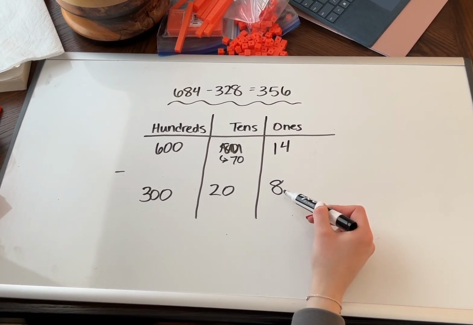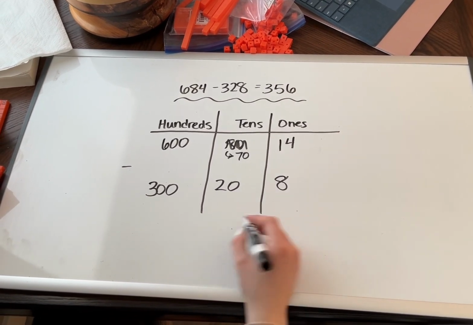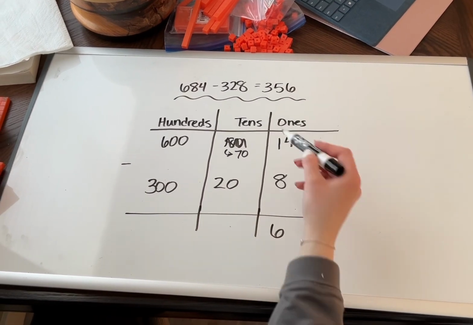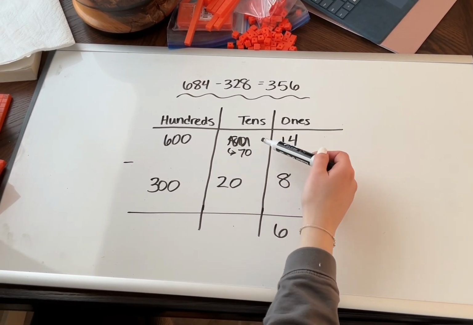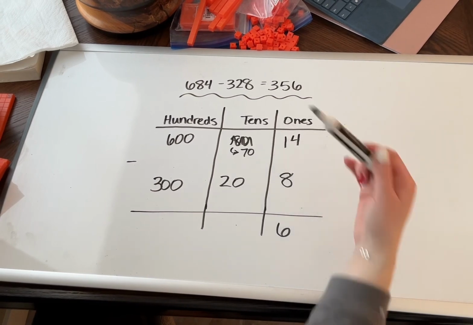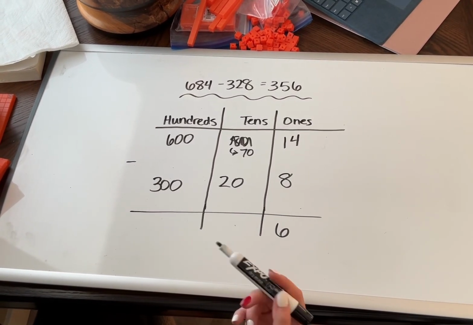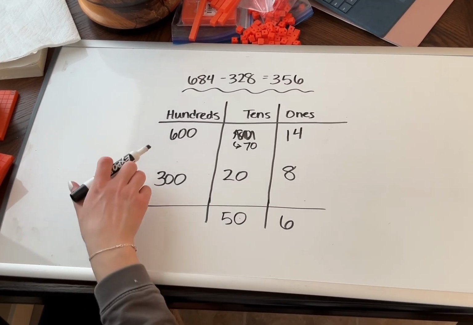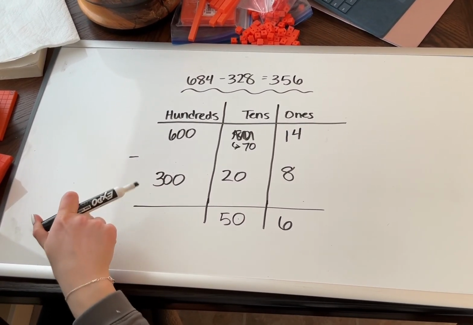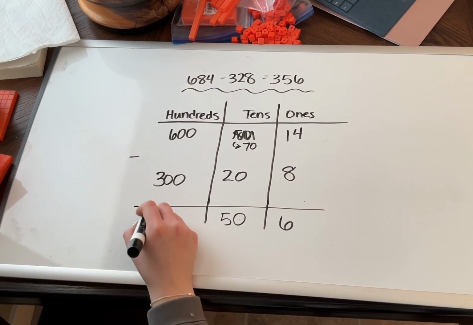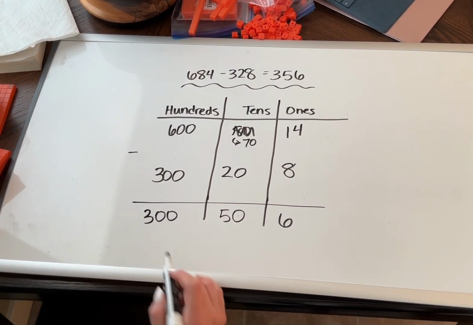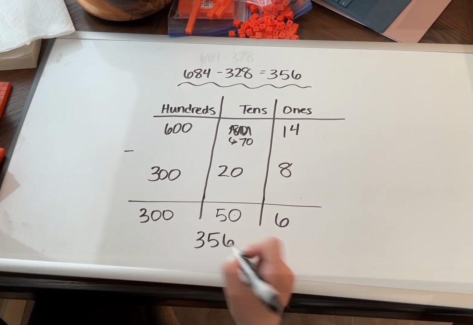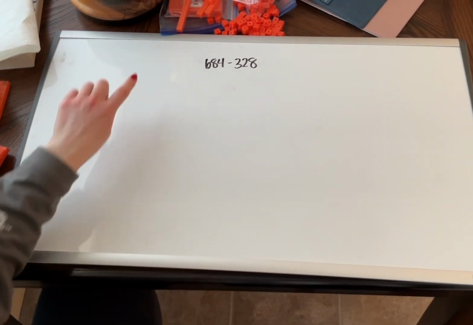Now I am taking away this 8. I know 14 minus 8 is going to give me 6. So 6 ones in our answer. Then we're going to go to our tens column here. We're taking away 20 from 70. 70 is more than 20, so I know that I can do that. I'm going to be left with 50. And then here are hundreds, 600 minus 300. I'm going to be left with 300. So our answer put all together is going to be 356.